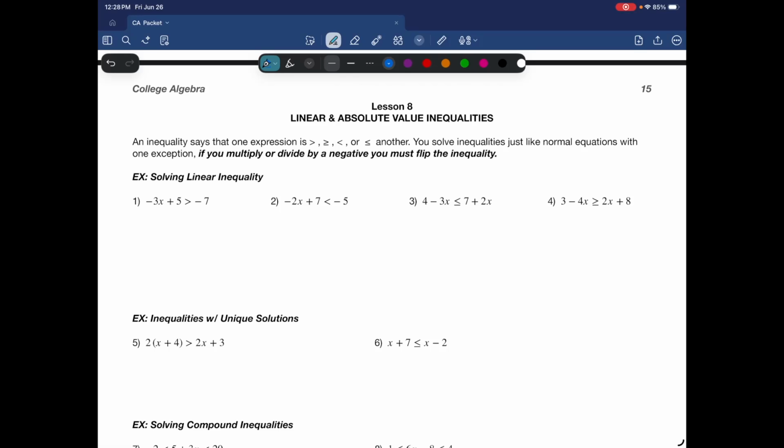In this lesson, it's going to be a short one. We're talking about linear and absolute value inequalities. An inequality says that one expression is greater than or equal to, less than or equal to another. You solve inequalities just like normal with one exception. If you multiply or divide by a negative, you must flip the inequality.